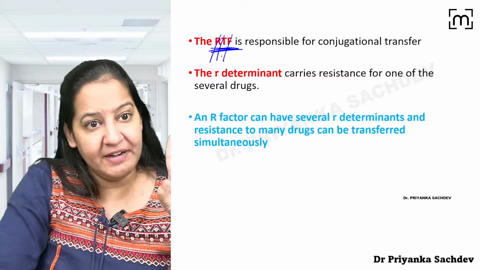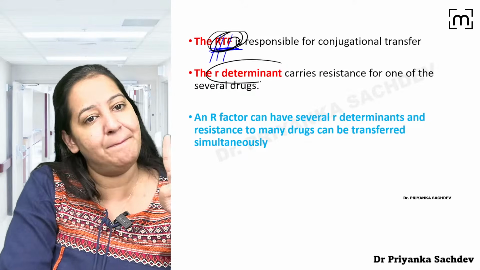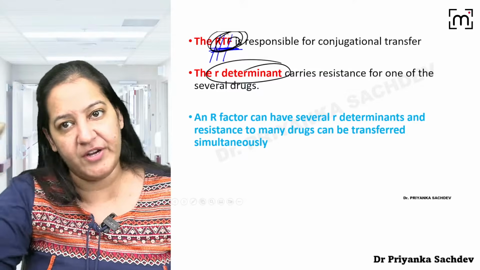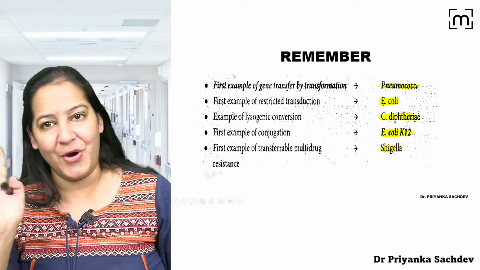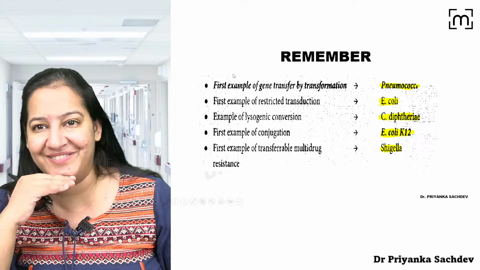So on this plasmid, one RTF is present and multiple R determinants are present, different for different antibiotics. That is the point. You got it? So this is the story. You got it? I guess we are done with the chapter.